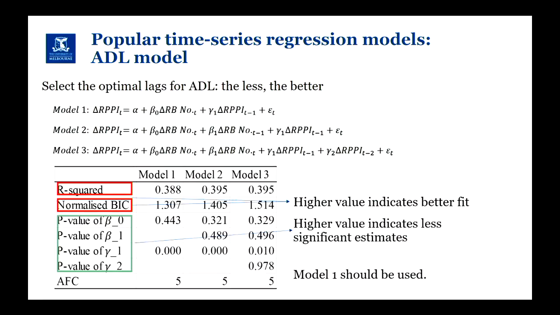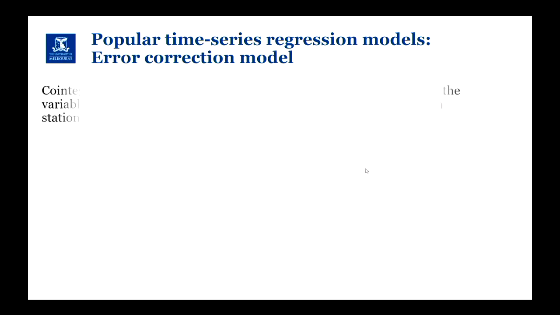Now in that case, we will estimate the ADL model based on this. So it's like the house price index changes are influenced by the contemporary changes in residential building, and also influenced by its previous changes. So that's the model we may use.